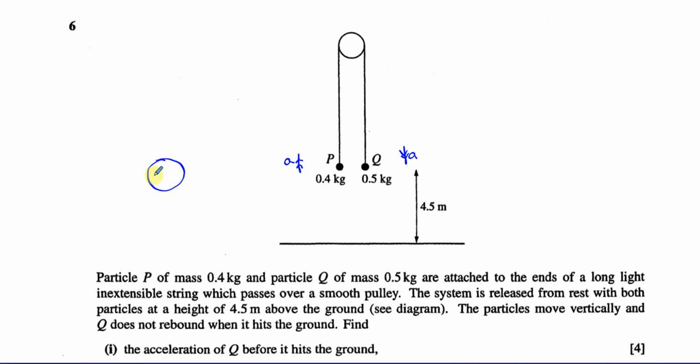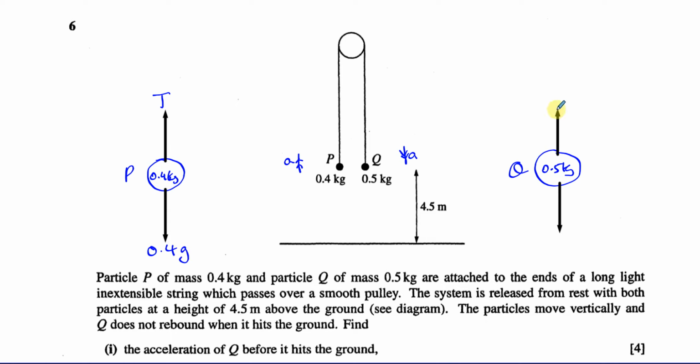P has a mass of 0.4 kilograms. This is P, and Q has a mass of 0.5 kilograms. The forces acting on them are their weights. So you have the weight acting on P vertically downwards, and also the tension of the string, acting upwards. And for Q as well, the weight and also the tension in the string, acting upwards. The weight of P is 0.4 times G, and here the tension.